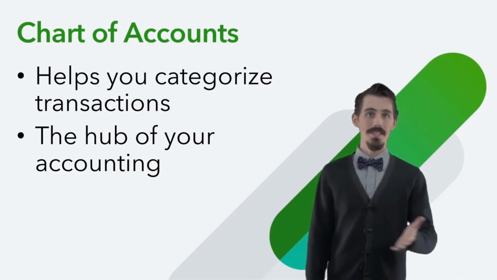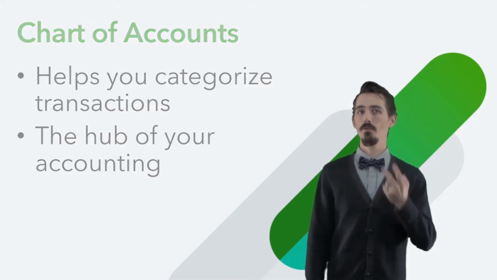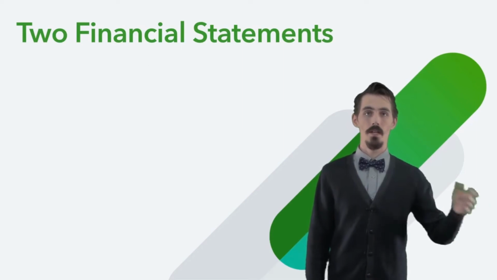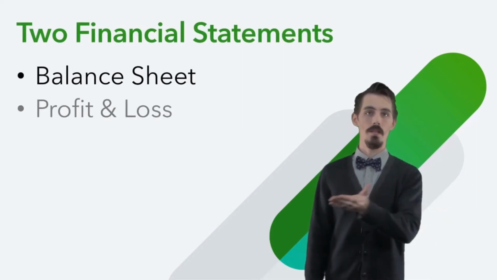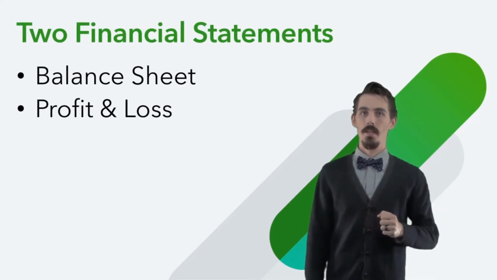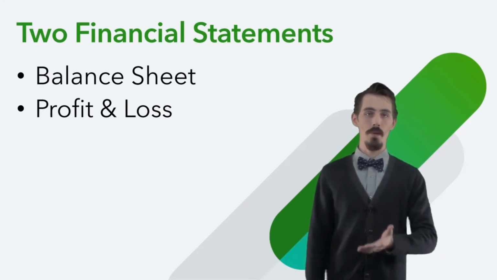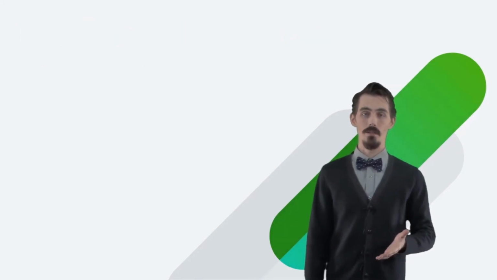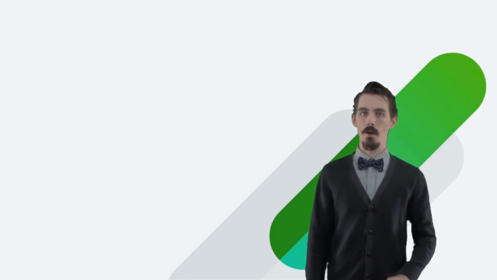So to do this easier, accountants developed two financial statements that summarize the chart of accounts: the balance sheet and the profit and loss. Each account in the chart of accounts appears on one of these two basic financial statements. Next, you'll learn about the balance sheet. Then later, about the profit and loss.